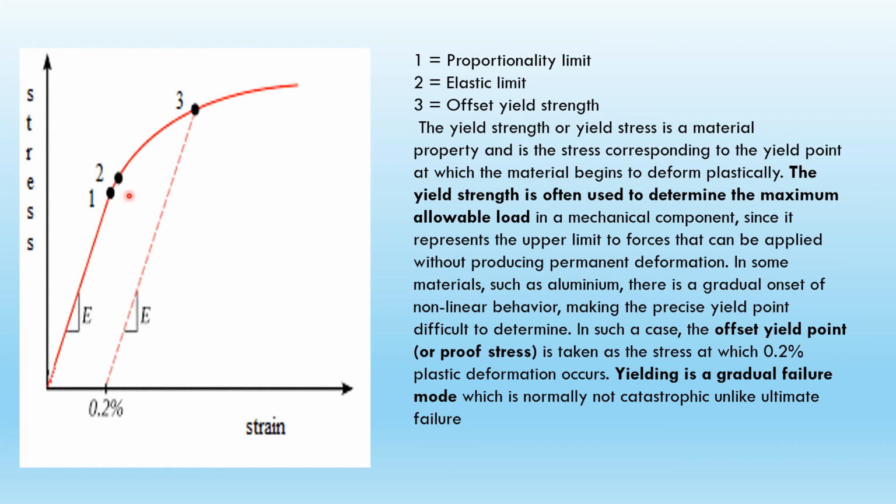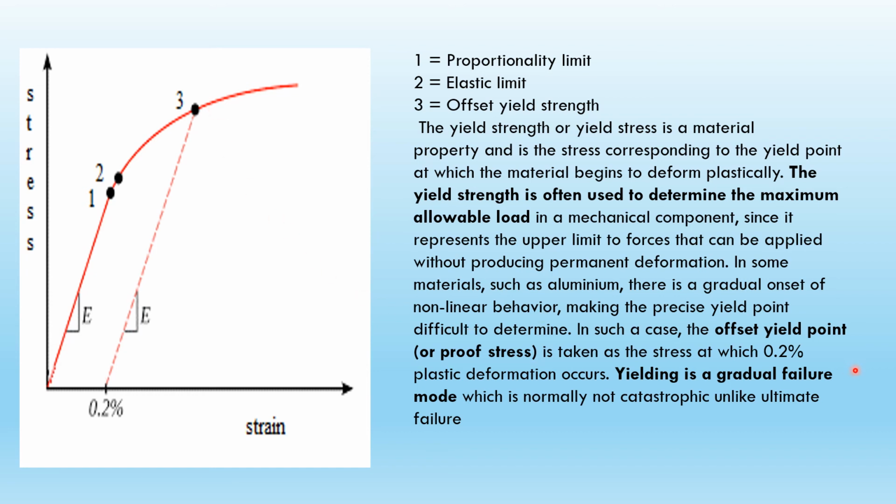What is done, if we get this as a straight line and the slope of this line is the modulus of elasticity E, then from the point at 0.2% strain, we draw a line parallel to this line. This dotted line is parallel to this line. So the slope of this line and this dotted line is the same, both are E. And from this dotted line, wherever it touches this graph here, the stress at this point will be taken as proof stress, or it is sometimes called offset yield point.